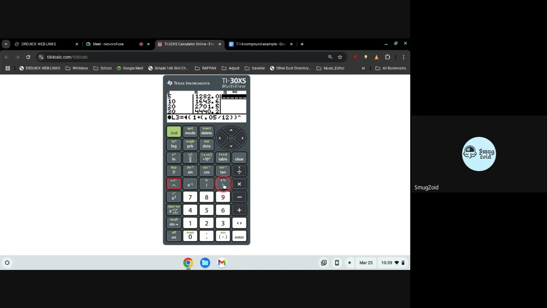It's going to be raised up to, parentheses, 12. You could say times L1. Sometimes you just put in L1 in there. We're going to do times L1 this time. And the parentheses, hit enter. And it comes up with your next one. So once again, this is how you can use the multi-view to do batch calculations with compound interest.